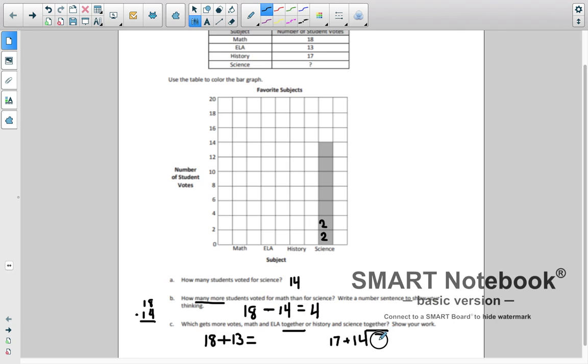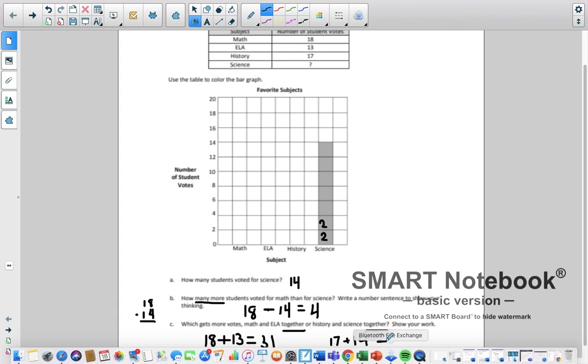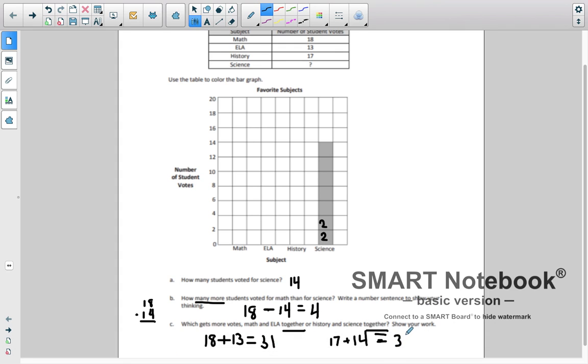So I want you to go ahead and add 18 plus 13 and 17 plus 14, and then we're going to find out who got more votes. So what's 18 plus 13? That's 31. And what's 17 plus 14? That is also 31. So they have an equal amount of votes together. So history and science and math and ELA both got 31 votes. So they are equal. All right, let's move on.